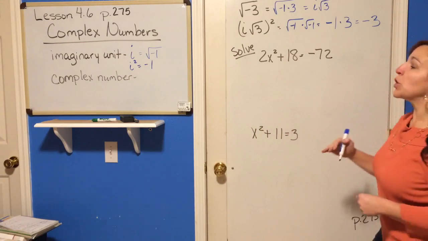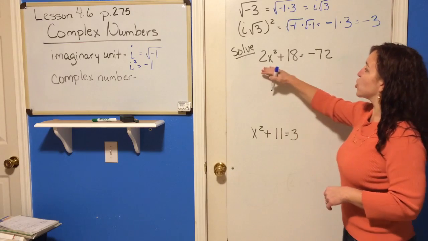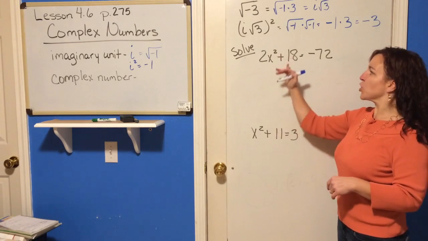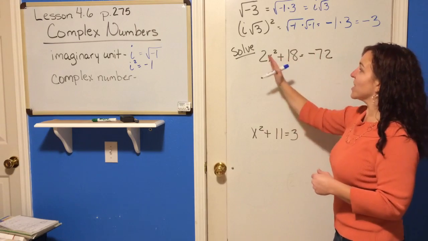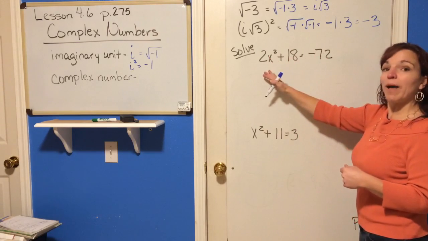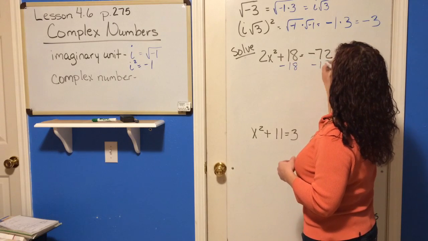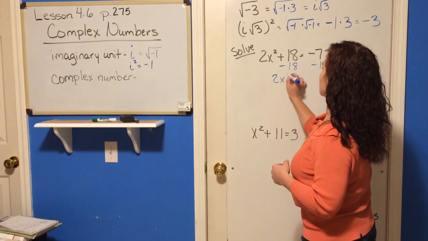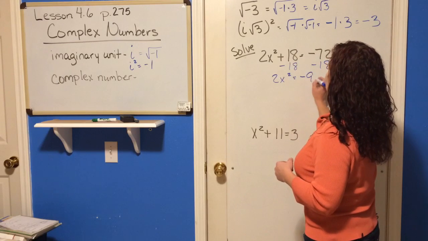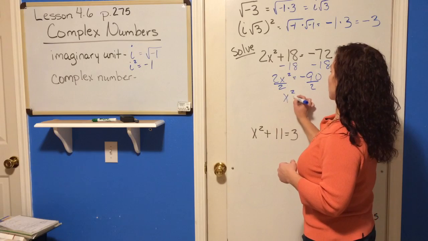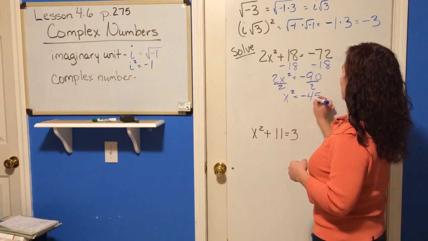So what that's going to look like in a problem, if you're trying to solve something like this, you can't factor it because there's no x term. So let's just get the x squared term by itself and take the square root. So subtract 18 from both sides. So 2x squared equals -90. Divide both sides by 2. So x squared equals -45.